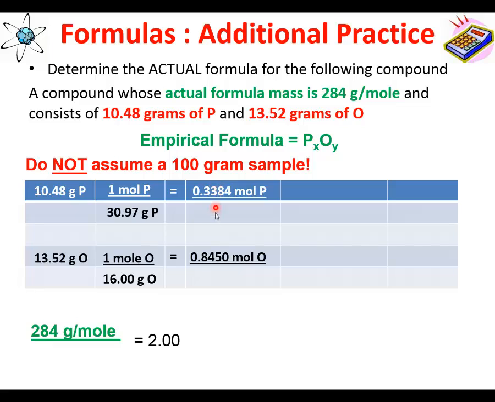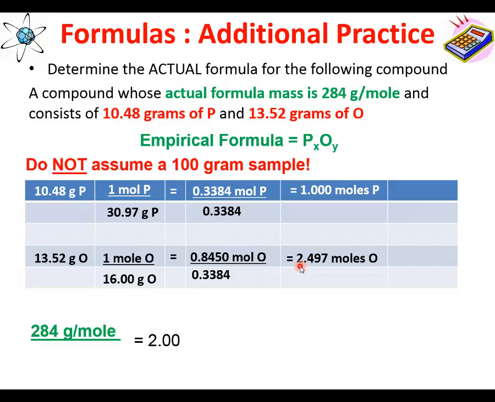I look at whichever one of these is smallest because this isn't a nice whole number ratio. Whichever is the smallest number of moles, if I divide that into both, that'll force one of them to a value of 1 for my ratio. So I divide 0.3384 into both values. That forces my moles of phosphorus in this ratio to 1 and my moles of oxygen to 2.497. I don't have nice whole numbers here, but this value for the moles of oxygen is close to 2.5.